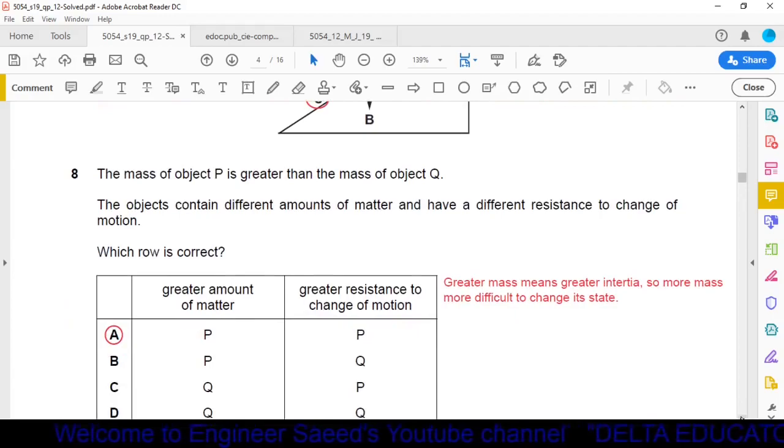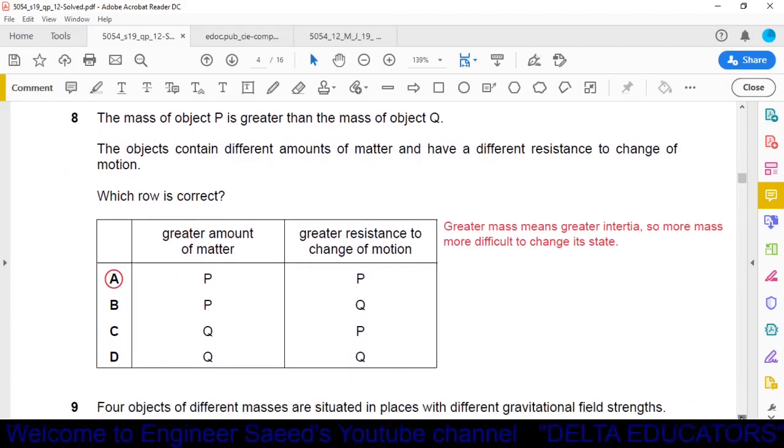Question number 8. The mass of object P is greater than the mass of the object Q. Okay, here we have two objects, one of mass P which is greater and second object with mass Q that is lesser than P. The objects contain different amount of matter and have a different resistance to change of motion. Okay, which row is correct?